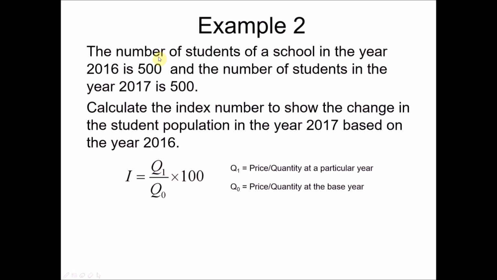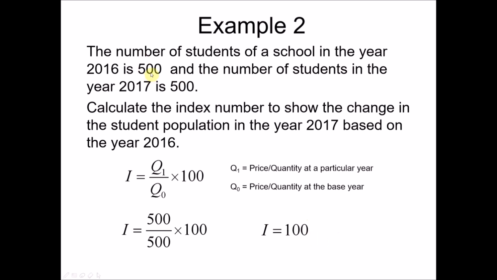So Q1 in the year 2016 is 500 students. Q0, 2017, 500. So it's 500 over 500 times 100, which equals 100. So what information can we get from this index number, which is 100 here?